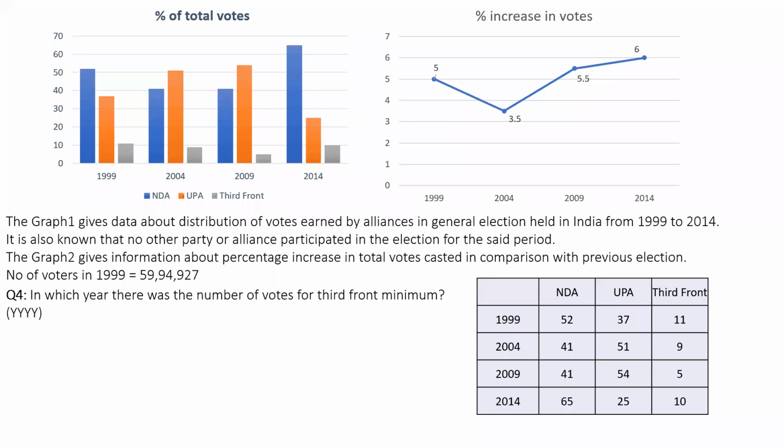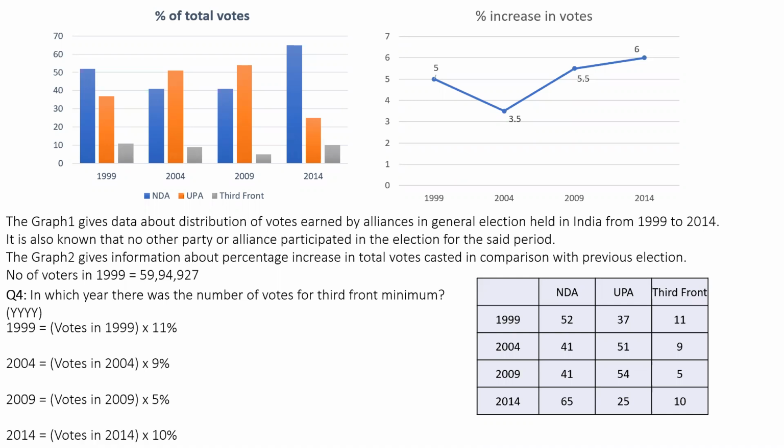Question 4. In which year was the number of votes for Third Front minimum? So again, we are talking about the number of votes of Third Front. In 1999, it was 11% of total votes. In 2004, it was 9%. In 2009, it was 5%. And in 2014, it was 10%. Again, the question is regarding which year it was minimum.